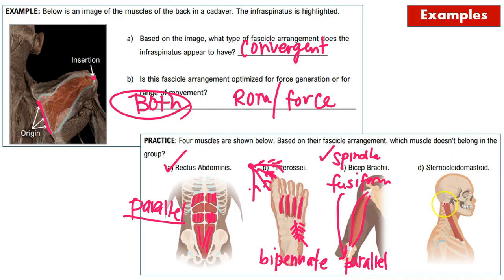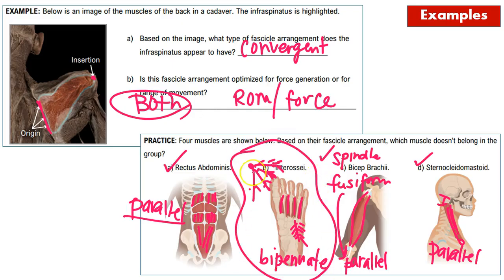So again, we're going to have our origin here, and we're going to have an insertion at the mastoid process. What do we notice? We notice that we have just long, straight fibers here that are parallel. And so again, we have another one that's going to be in that parallel group of fibers. So we have three that are in parallel group of fibers, and one that's a bipinnate. So obviously, this is the one that does not belong in the other group.